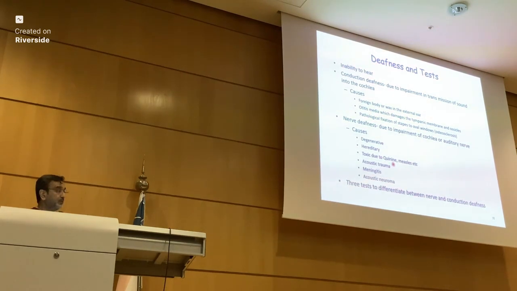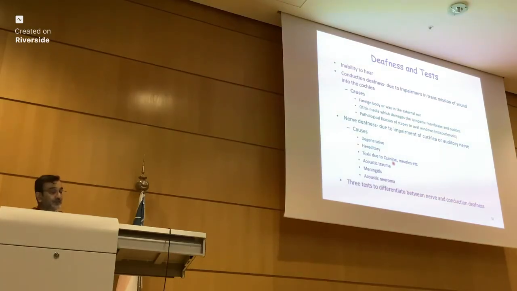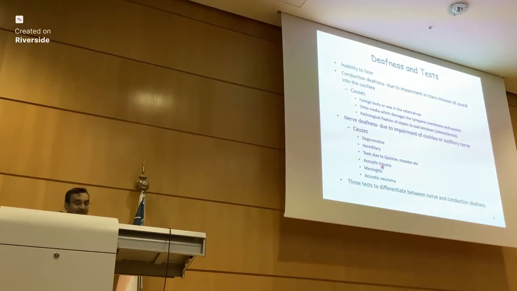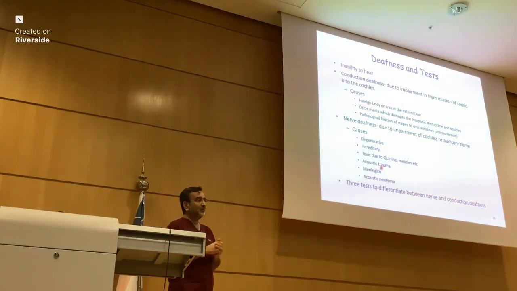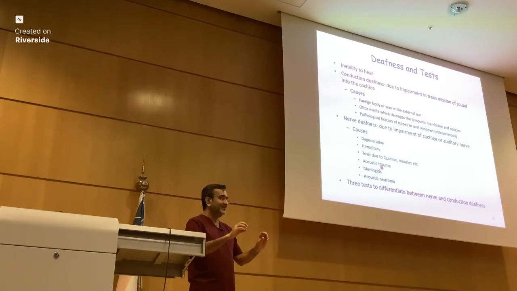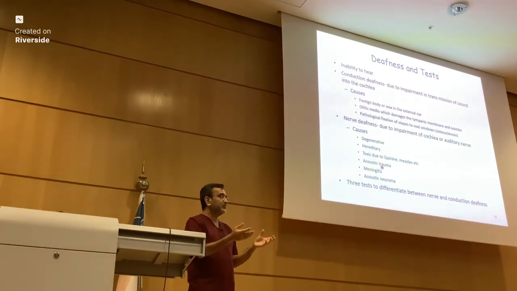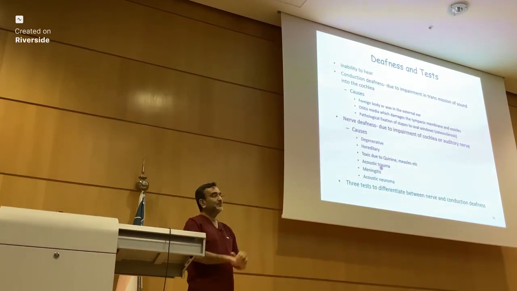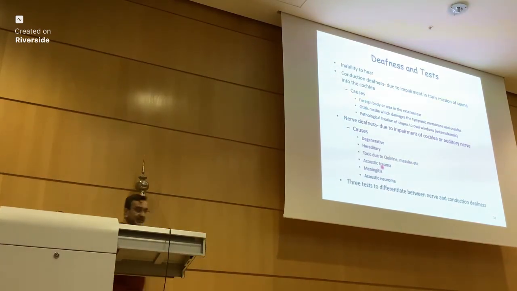quinine, which is used for malaria, can damage inner hair cells. Acoustic trauma can damage the hair cells. Meningitis, infection going into the inner ear, damaging the hair cells, can cause it. Acoustic neuroma: you can have a tumor of the cochlear nerve, also sometimes called schwannoma. It will compress the nerve, and as it compresses the nerve, you are unable to hear. So acoustic neuromas can also happen.